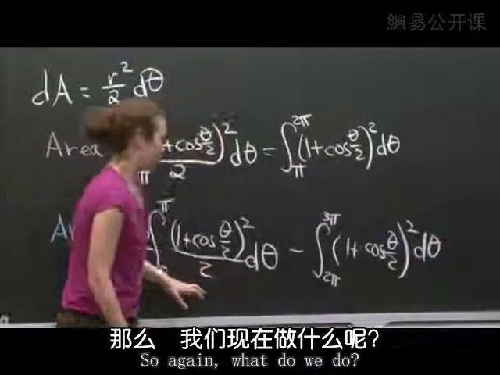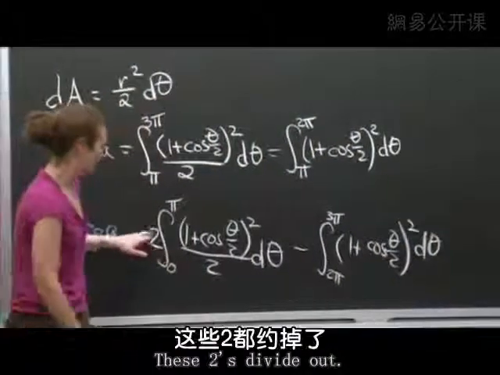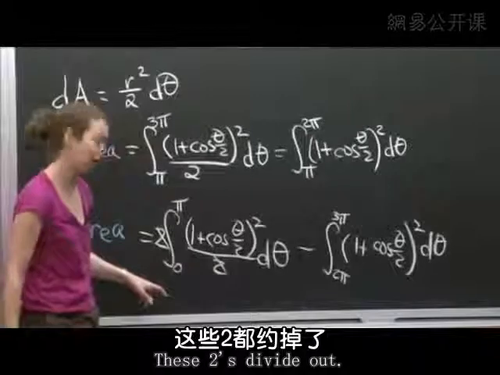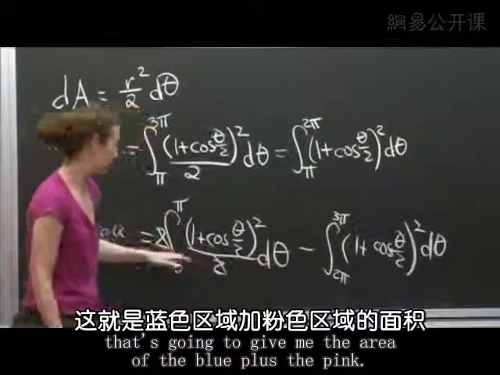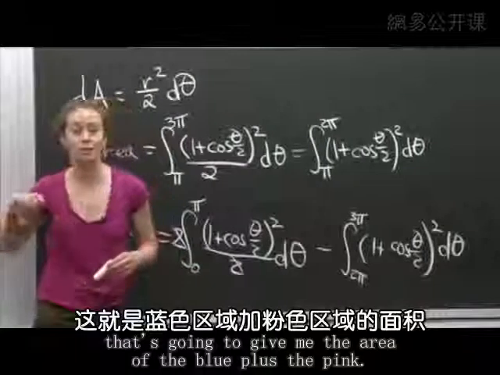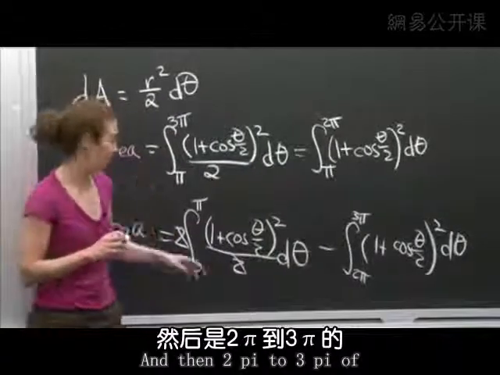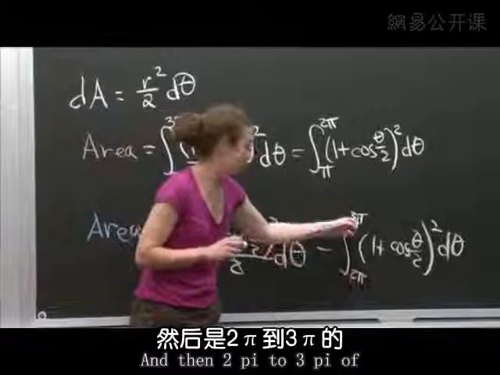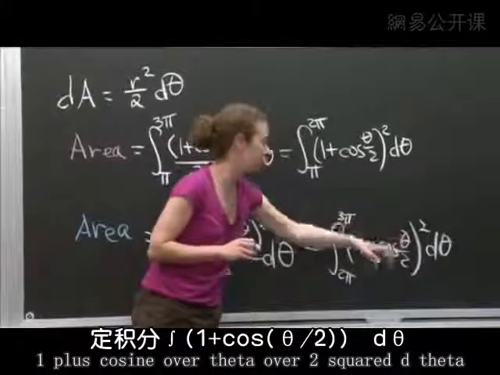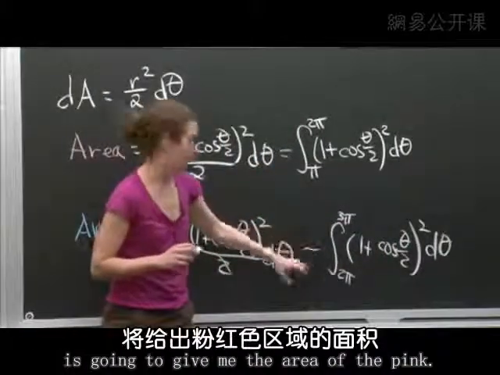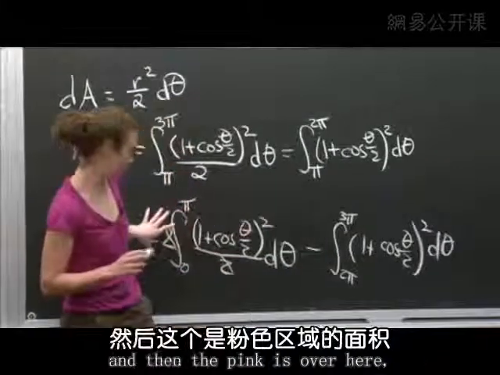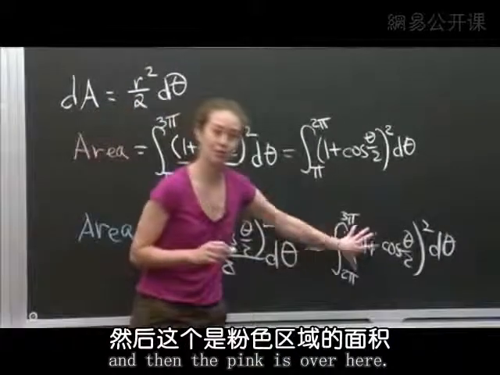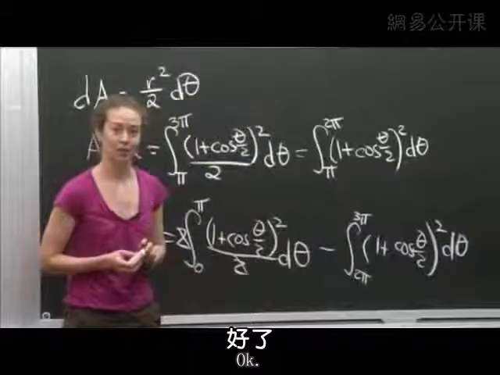Okay, so again, what do we do? These 2's divide out. So from 0 to pi of r squared d theta, that's going to give me the area of the blue plus the pink. And then 2 pi to 3 pi of (1 plus cosine theta over 2) squared d theta is going to give me the area of the pink. So the blue plus the pink is over here, and then the pink is over here. So when I subtract that off, I just get the blue.